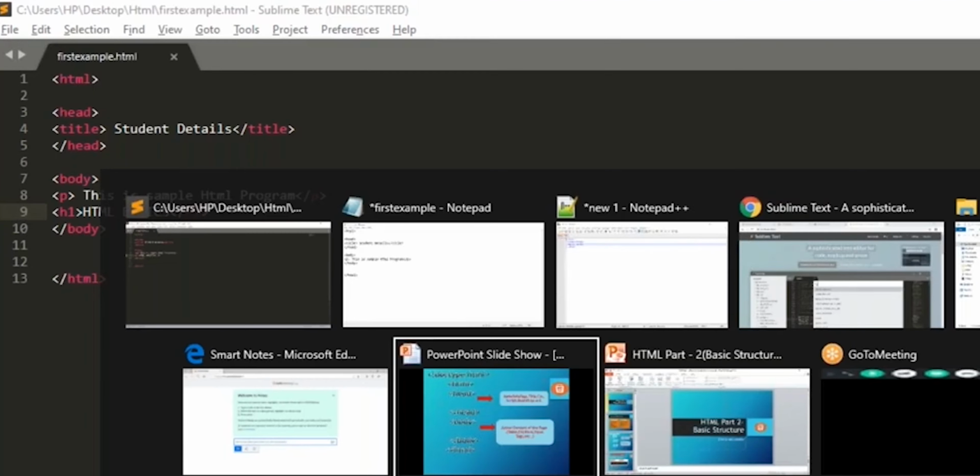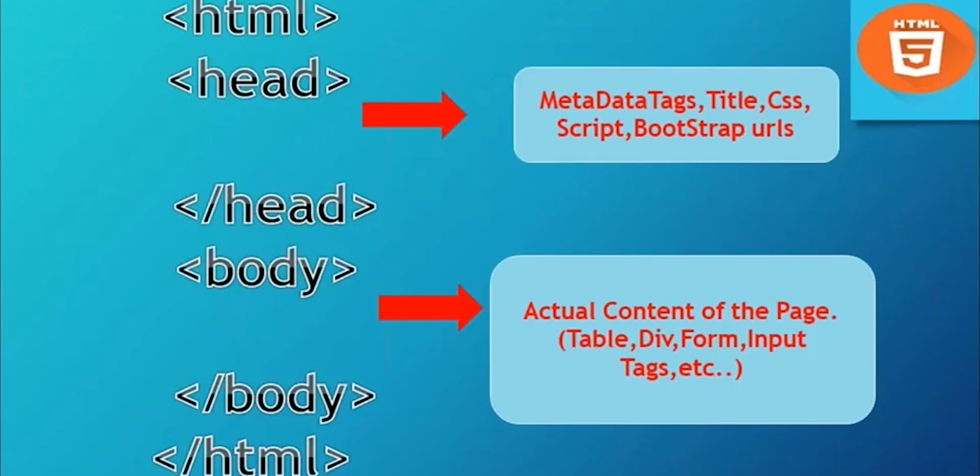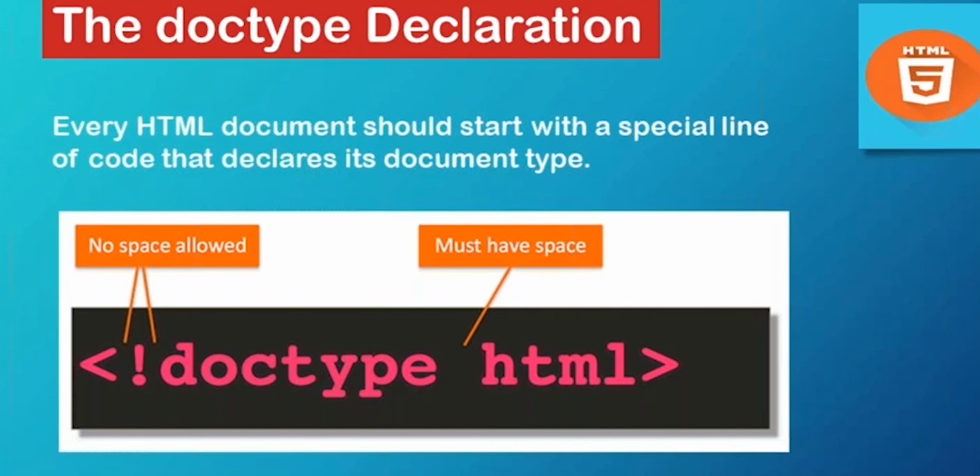Okay, let's go to our slide. See this one. What is the meaning of the doc type? This is the HTML starting point, and in this HTML section we have a head section and body section. But before writing the HTML syntax, there is one line called doc type HTML. Every HTML document should start with a special line of code, the declaration of the document type. This is the starting point of the HTML page. There is no space allowed at the start, and between doctype and HTML we must specify a space.